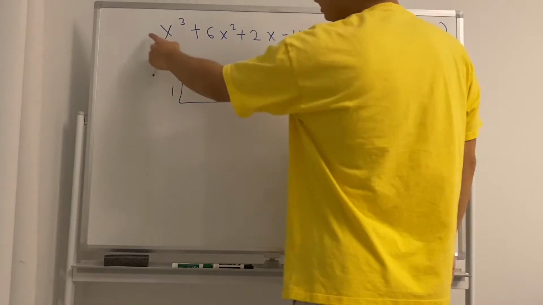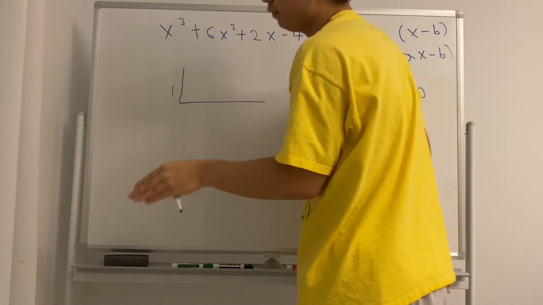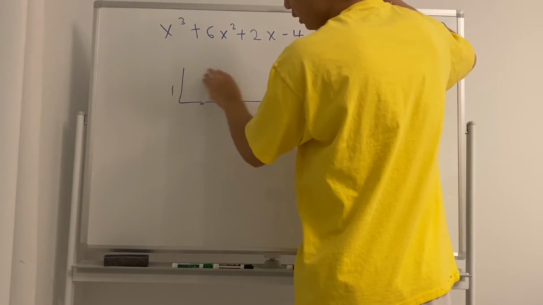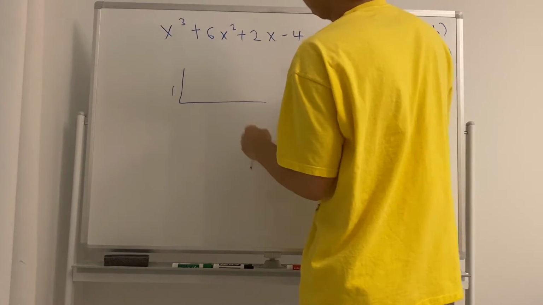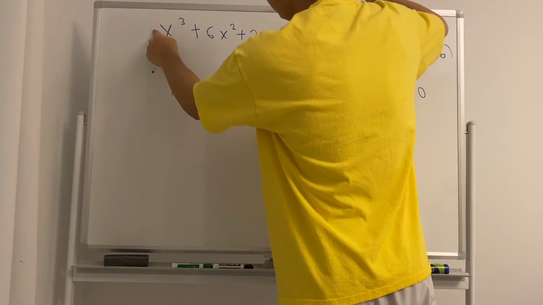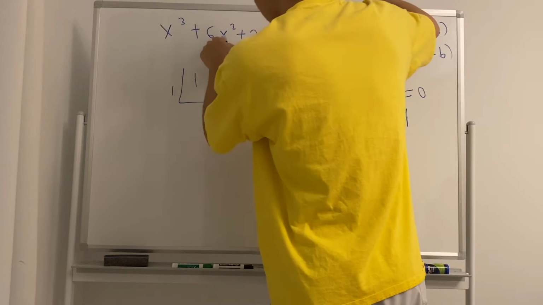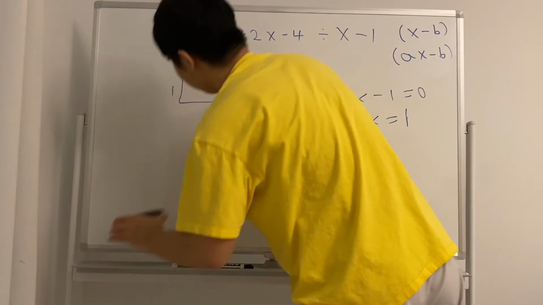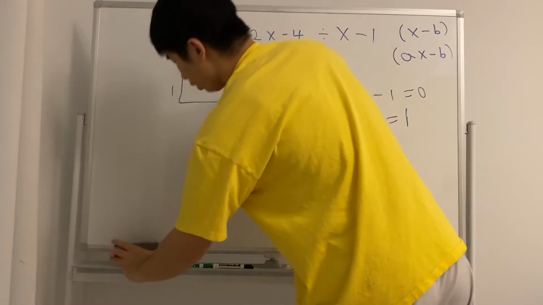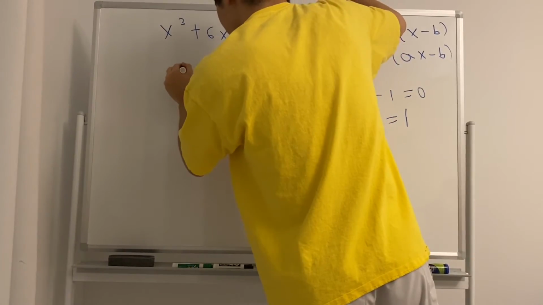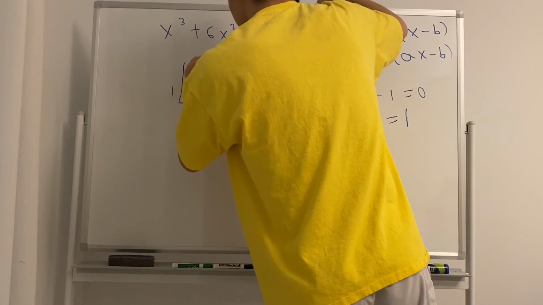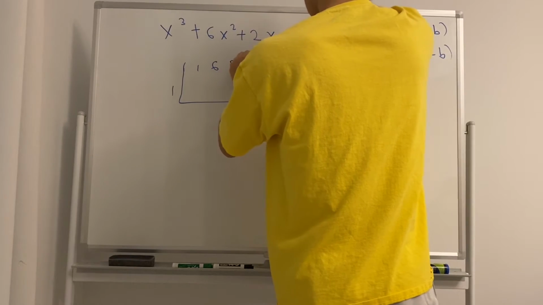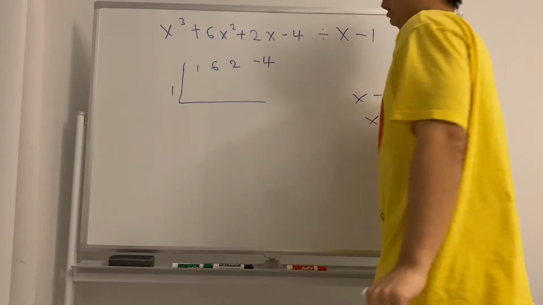And then we're going to put the coefficients of these terms inside this upside down long division sign. Actually, I'm going to put this a little bit higher so that I have more room to work with. So the lead coefficient here is 1, this is 6, this is 2, and this is negative 4. Include the sign if there's a negative.